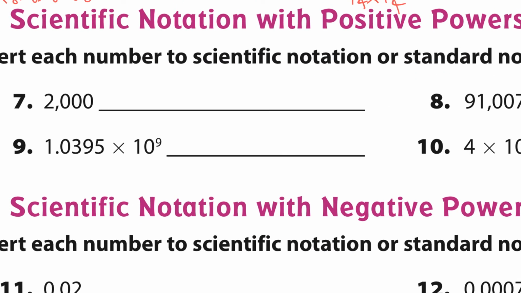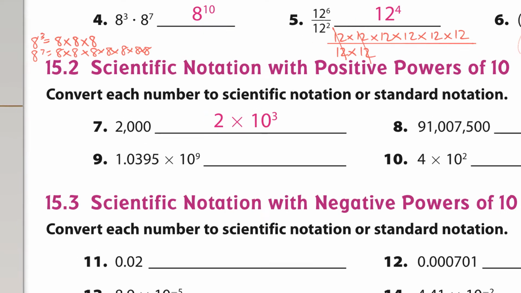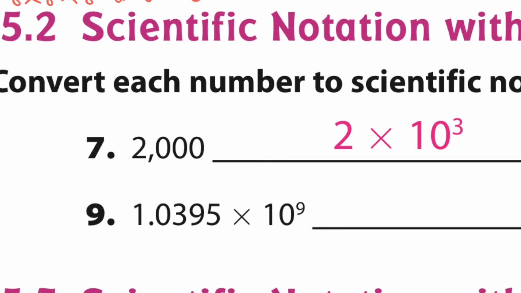Okay, what else we got? Scientific notation. So convert each number into scientific notation or standard notation. Scientific notation is going to be 2 times 10 to the third, because you have to put the decimal here to make it a number between 1 and 10, and you have to move the decimal 1, 2, 3 times to the right. So that's what the 3 is for. The 3 is not how many zeros you have. In this case, it happens to be that, but it's how many times you have to move the decimal.